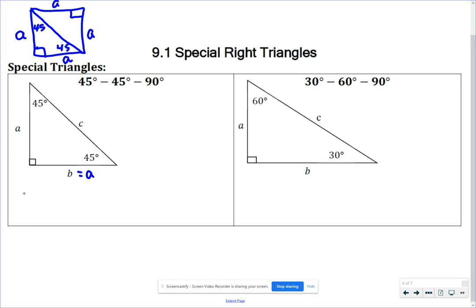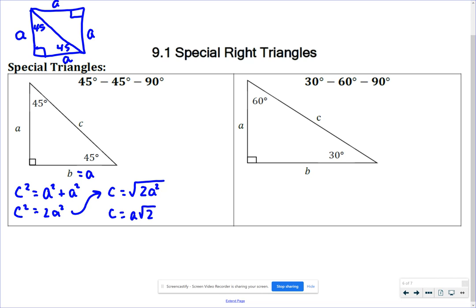What we also need to recognize is that C squared is A squared plus B squared, but A and B are the same, so I've got 2A squared. When I take the square root of both sides, I get C equals the square root of 2A squared, or C equals, the A squared comes out as an A, 2 stays underneath. I have C equals A times the square root of 2. So the hypotenuse here is A times the square root of 2. So we've got these relationships that we're going to use.